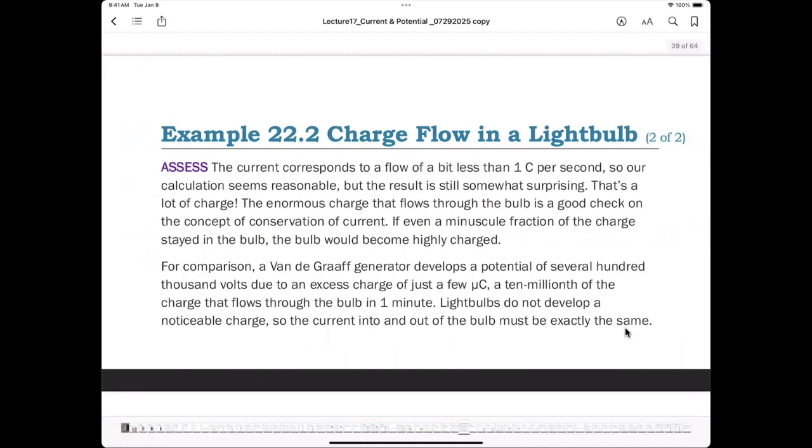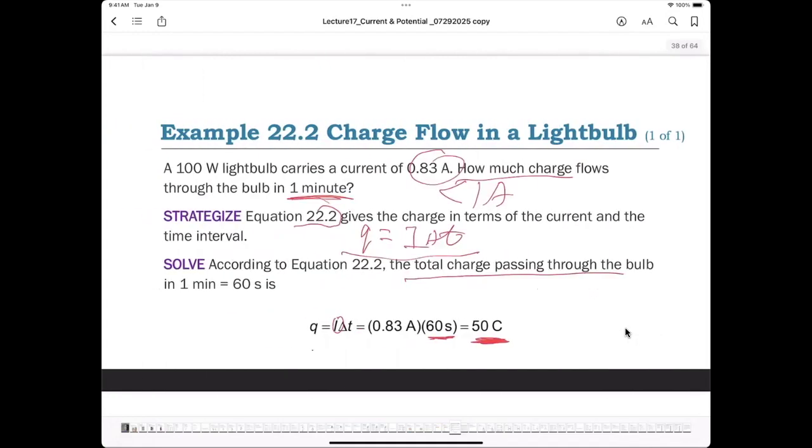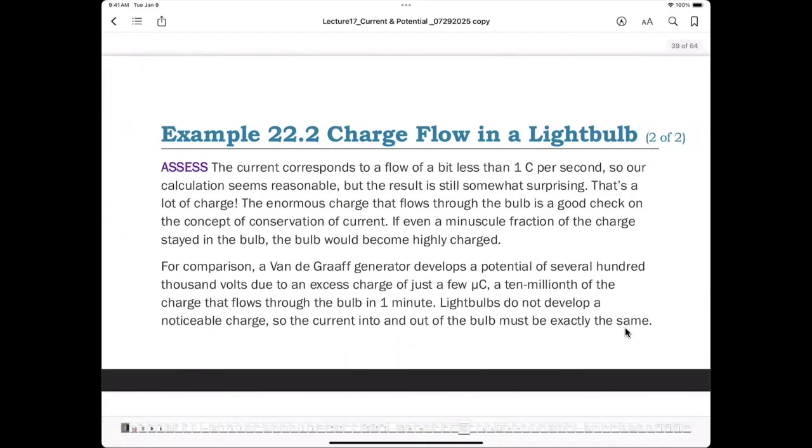But the result is still somewhat surprising. That's a lot of charge. You can see the charge is 50 C, am I right? It's a lot. The enormous charge that flows through the bulb is a good check on the concept of the conservation of current. If even a minuscule fraction of the charge stayed in the bulb, it would become highly charged.